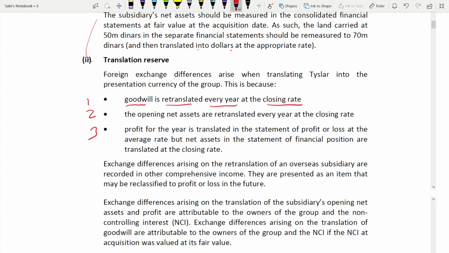Because according to IAS 21, when we go through IAS 21 you will understand. You can come back and revisit this question and see. Then it will make more sense to you, and you will understand it better also.